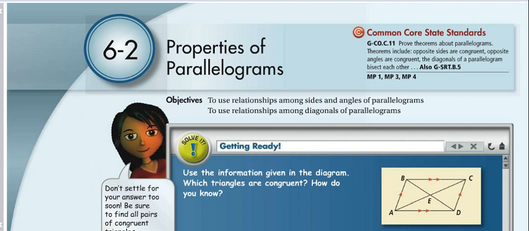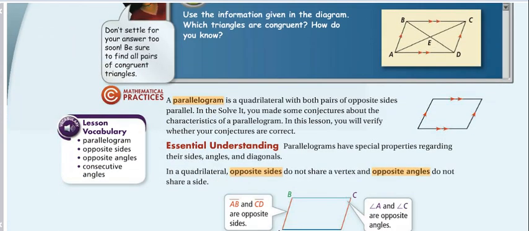Alright, so 6.2, properties of parallelograms. Our objective is to use relationships among the angles of parallelograms and the relationship among diagonals of parallelograms as well. Alright, so you just have to have the header at the top there. In this, we are going to write down a few things.